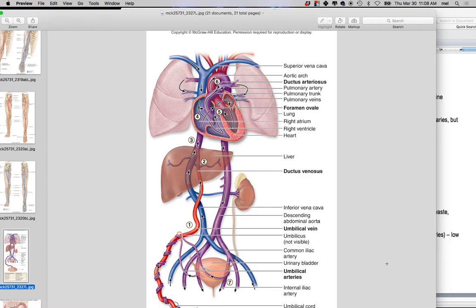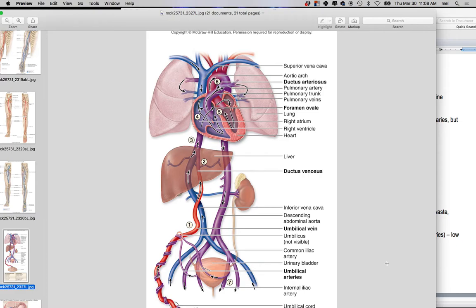When it closes, it leaves a little ligament that connects the two, and you guys probably learned that ligament in lab, did you? Ligamentum arteriosum. Yeah, ligamentum arteriosum. You can still see that in a healthy adult heart.